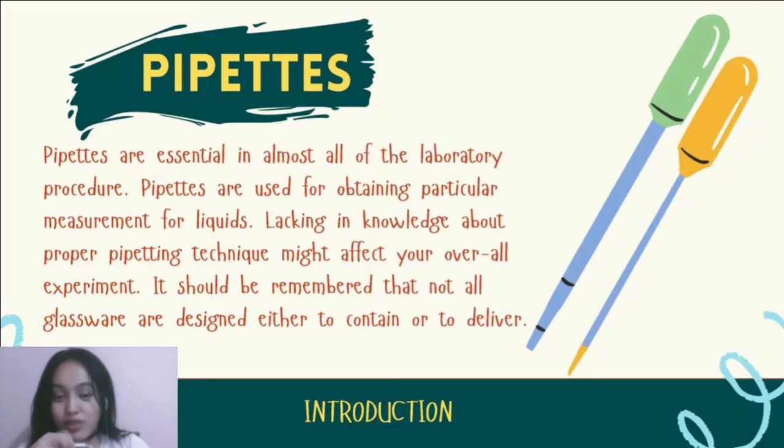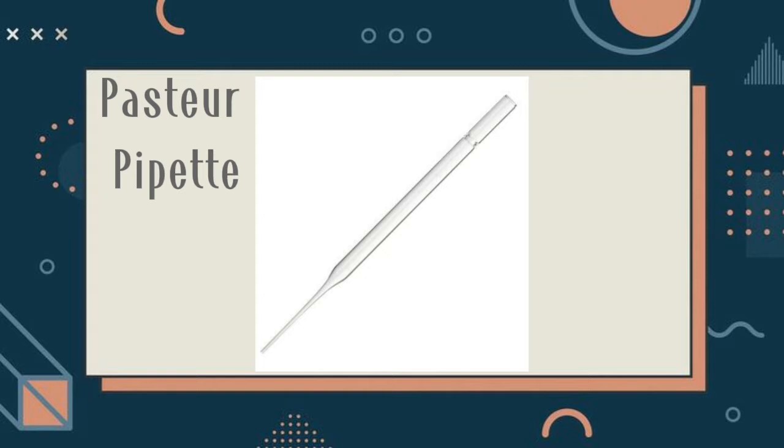Pipettes are essential in almost all laboratory procedures. Pipettes are used for obtaining particular measurements for liquids. Lacking knowledge about proper pipetting technique might affect your overall experiment. It should be remembered that not all glassware is designed either to contain or to deliver, and there are different classifications of pipettes. But before that, this is an example of a Pasteur pipette.